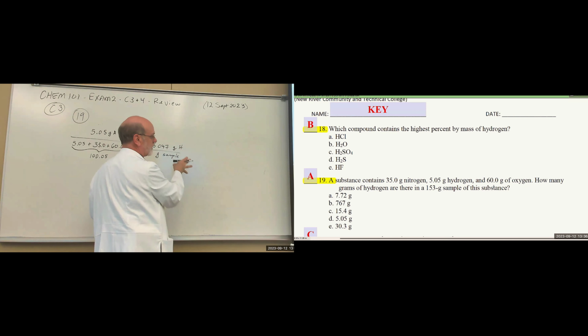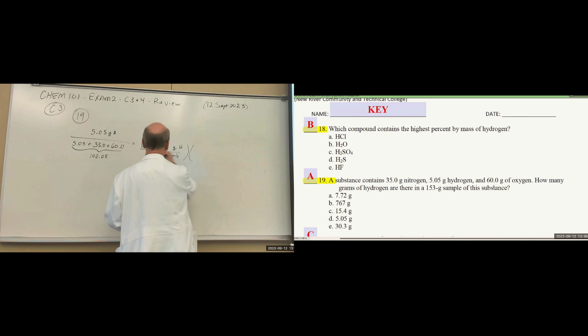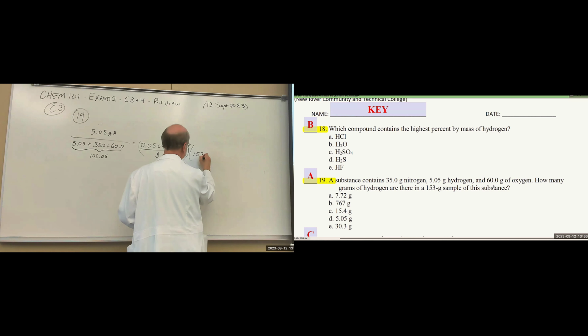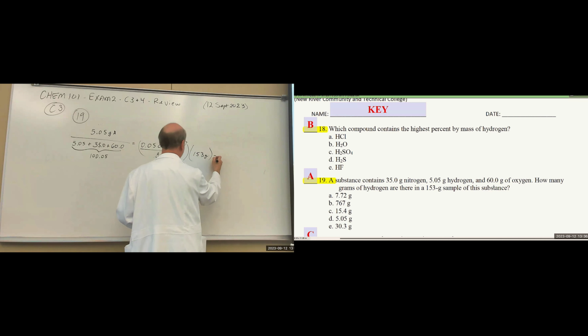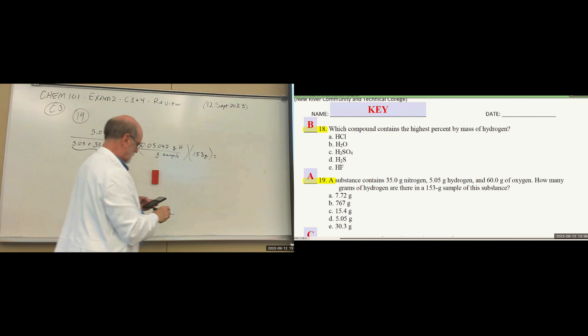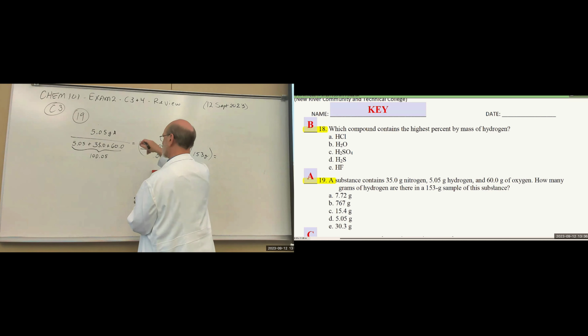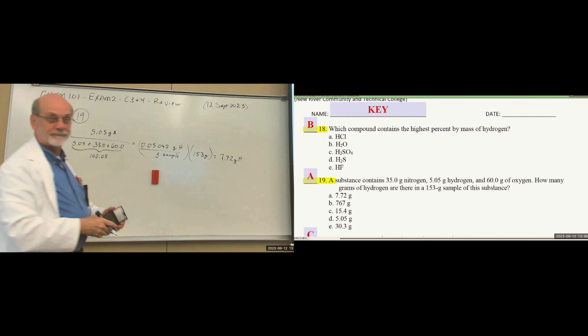So now we've got this conversion factor, and we've got a 153 gram sample. And so that will cancel that and leave us with grams of hydrogen. 7 point, pretty significant figures. 7.72. Okay.